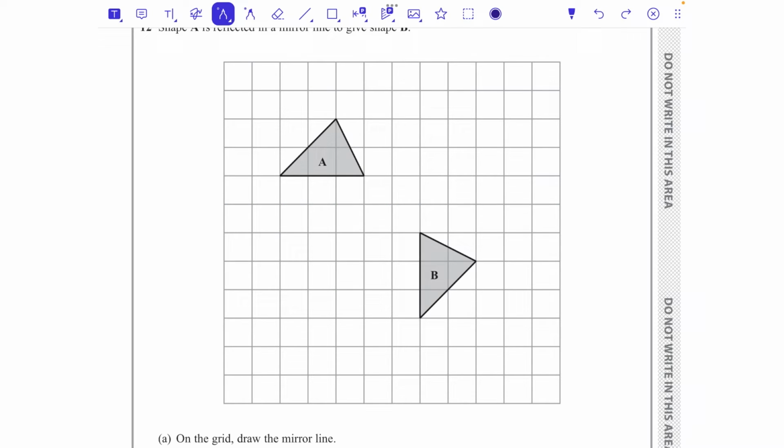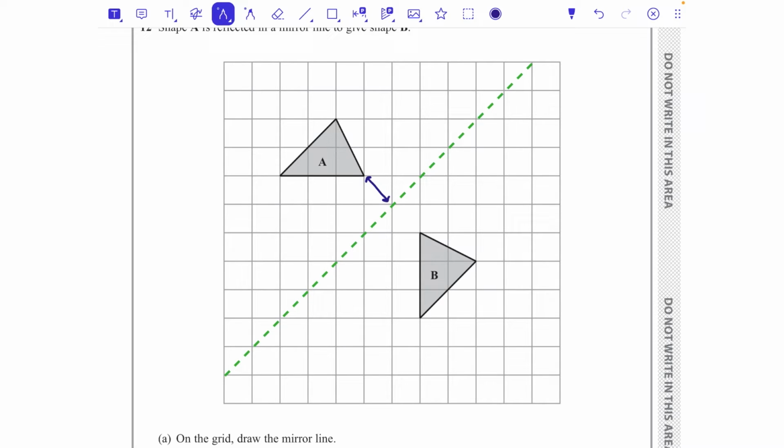So where am I going to need to fold this paper in order for A to land on top of B? And hopefully it makes sense if I do a mirror line like this. Oh, no, there. There we go. So we just want to go, oh, that's not right either. We want to go diagonally through the middle. It's there, isn't it? There we go.